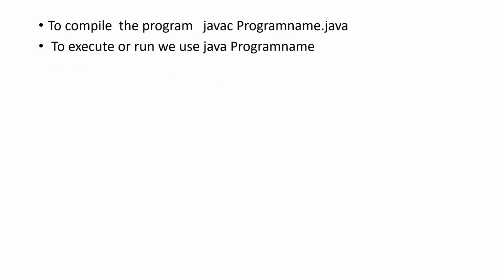To compile the Java program, we use the statement javac program name.java. Javac is the Java compiler. To execute or run, we use the statement java program name. Later, I will show how to compile and run the program in a real-time video.